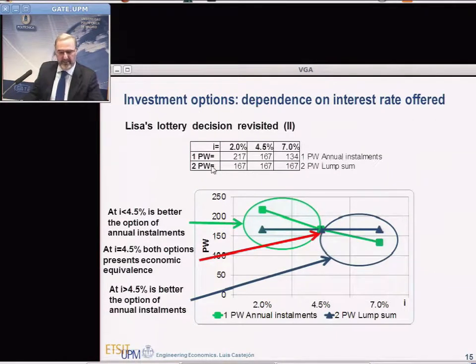You have here in this table the present worth of the annual installment. You see here with higher interest rate it decreases. So you will choose in any case the highest present value. In that case, with the highest interest rate, the lump sum is the preferred option because the present value is higher.